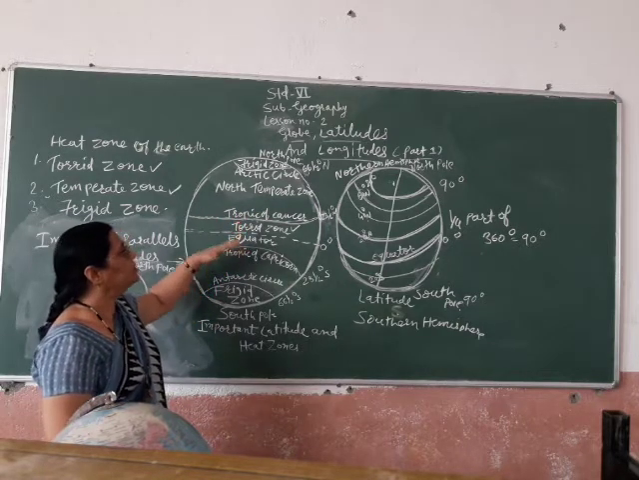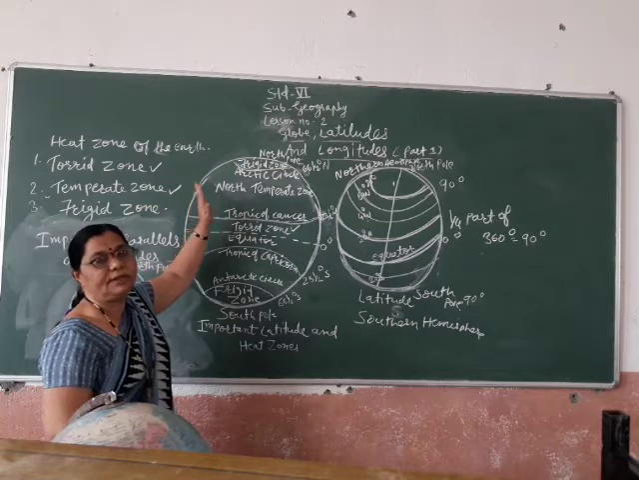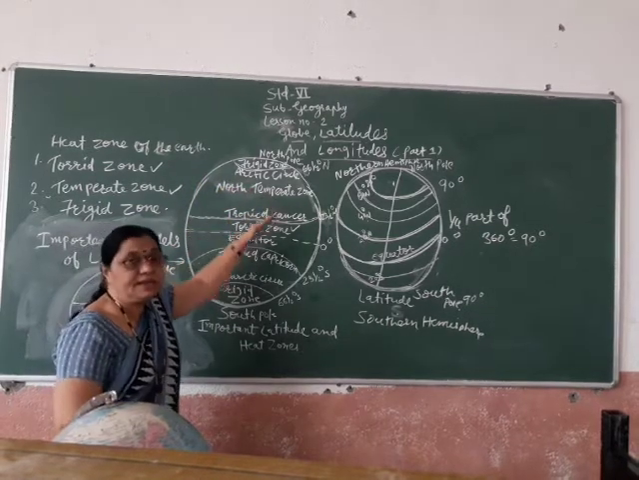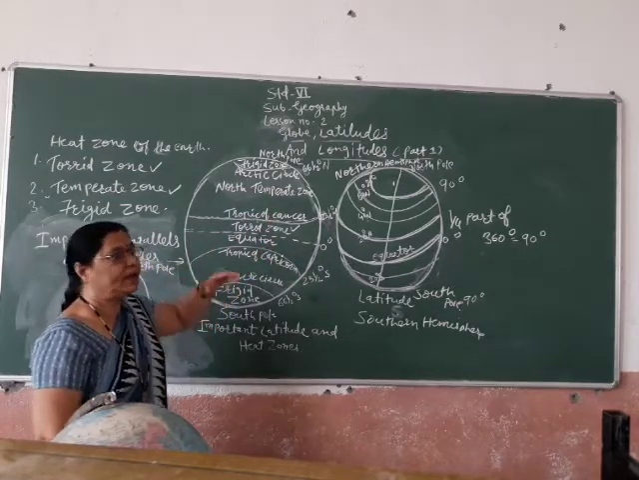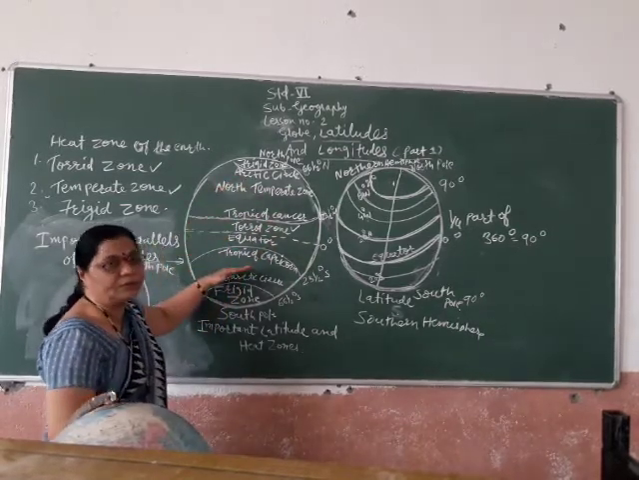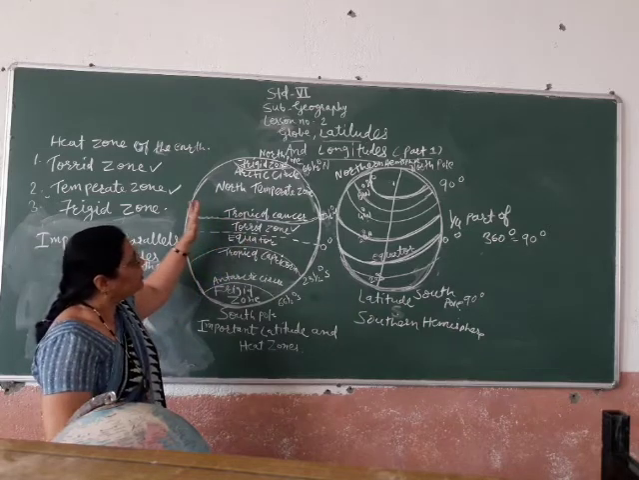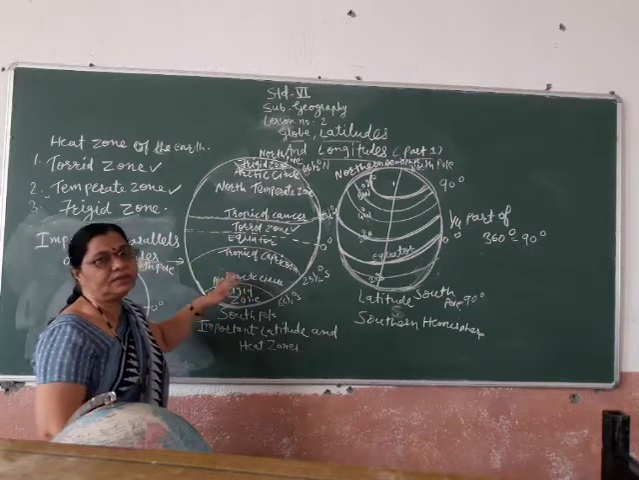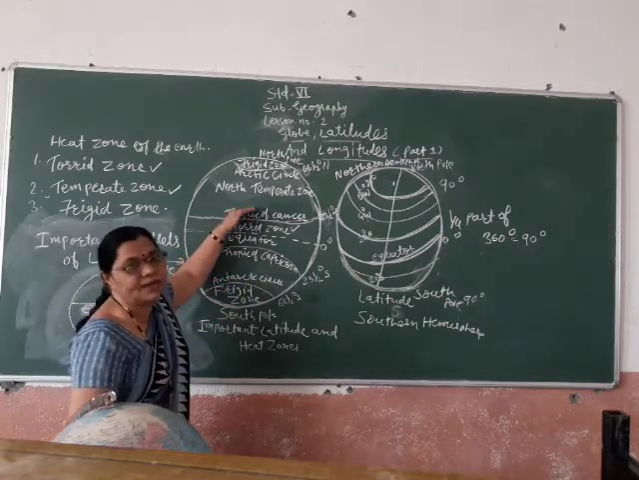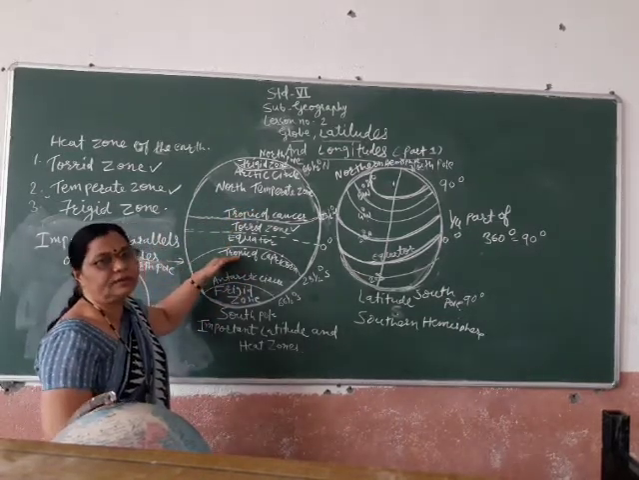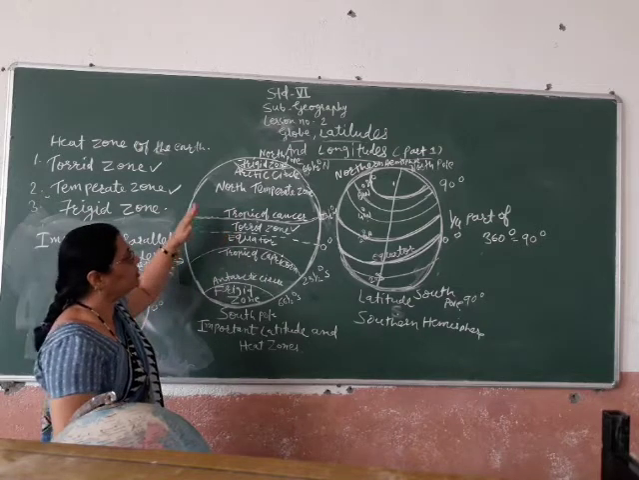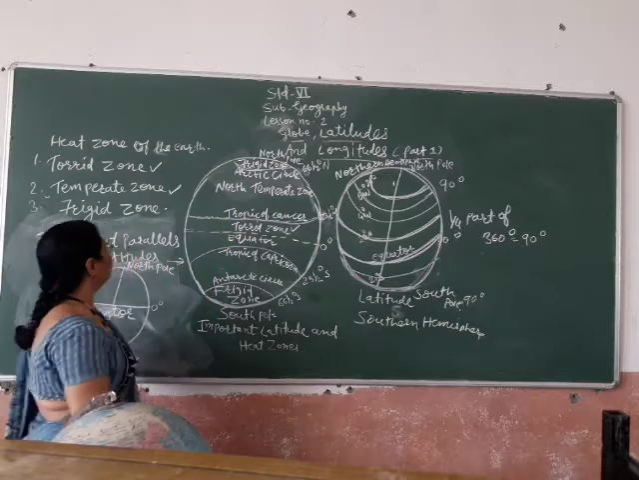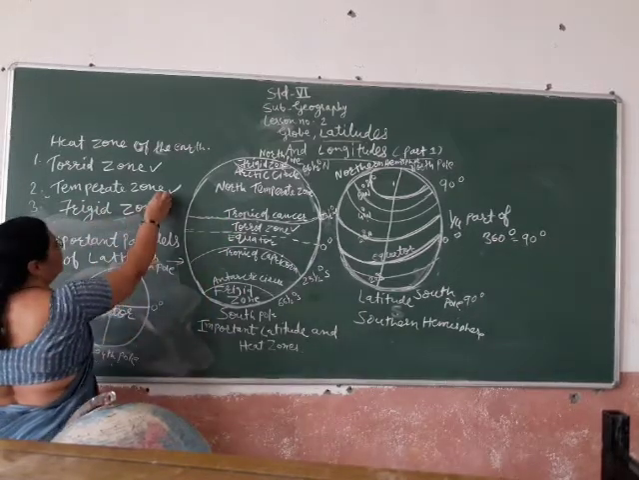Torrid zone means the midday sun comes overhead once in a year and spreads its rays over all the latitudes, and that is the hot sun in all the latitudes including the Tropic of Cancer and the Tropic of Capricorn. That time it is the torrid zone. That place is the torrid zone. Understood?